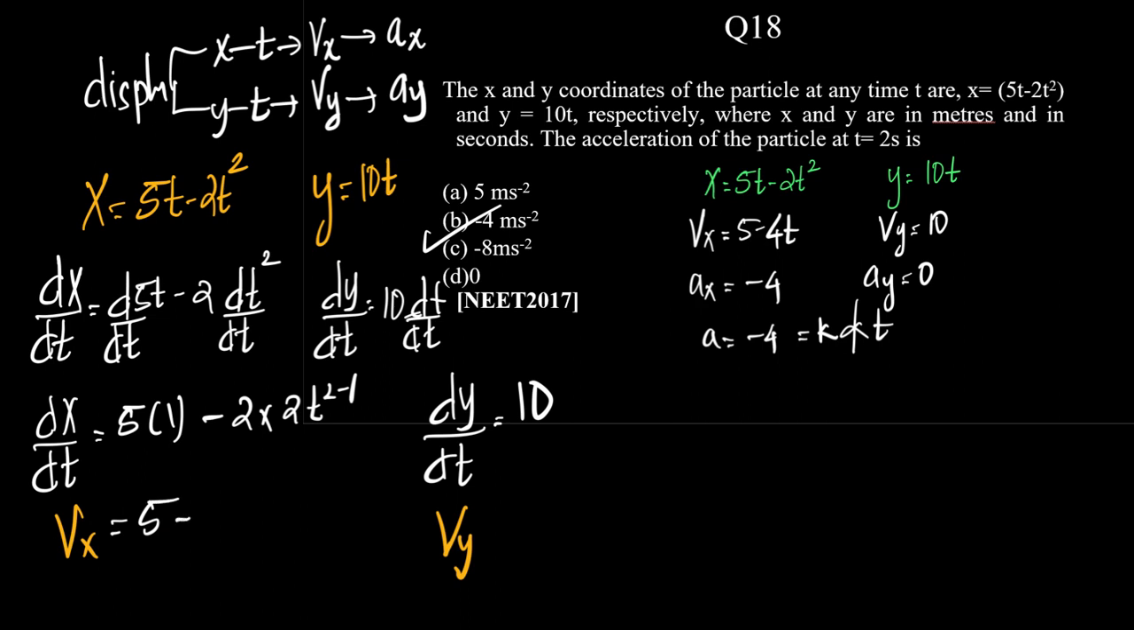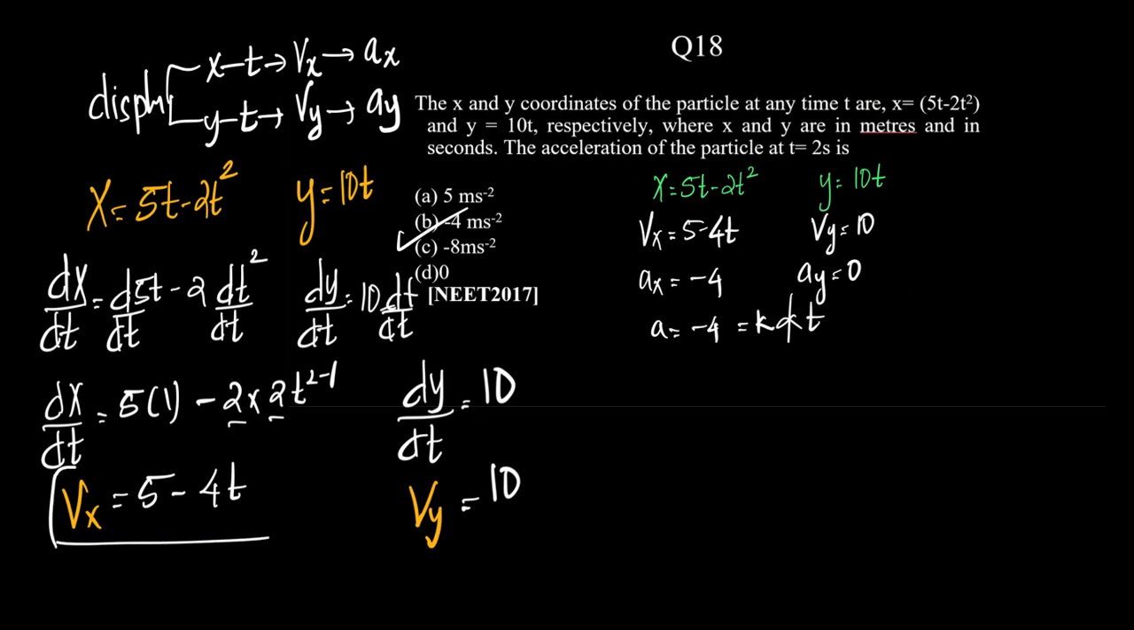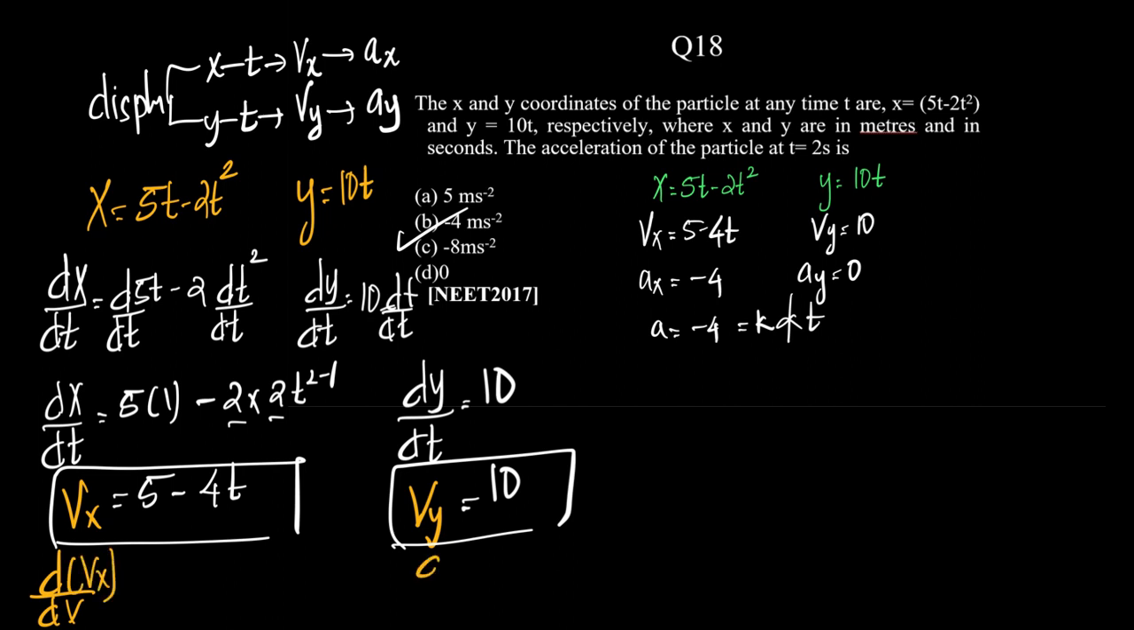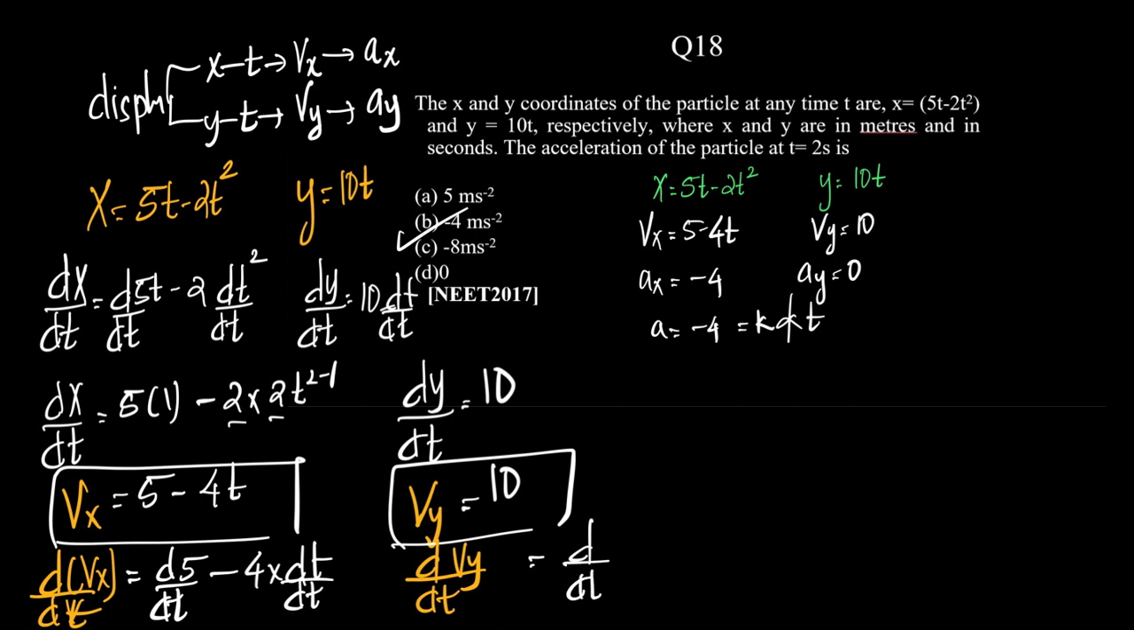So vx is 5 minus 2t, and vy is equal to 10. Now if vx is this 5 minus 2t, and if vy is 10, if we differentiate further, what do you get? d by dt of vx and d by dt of vy. So d by dt of vx would be d by dt of 5 minus 2 into d by dt of t, and here it would be d by dt of 10.